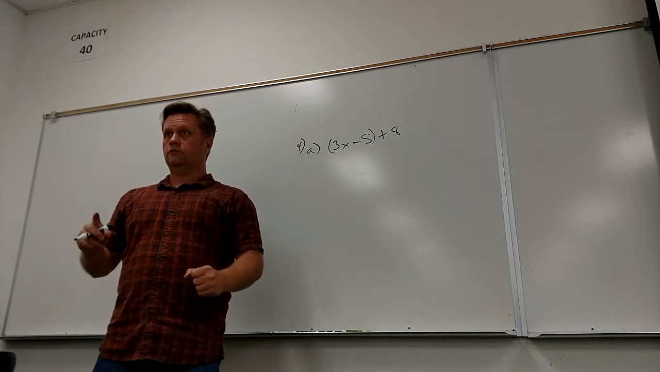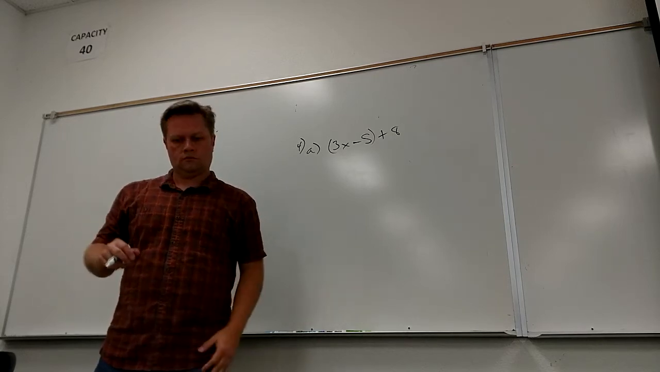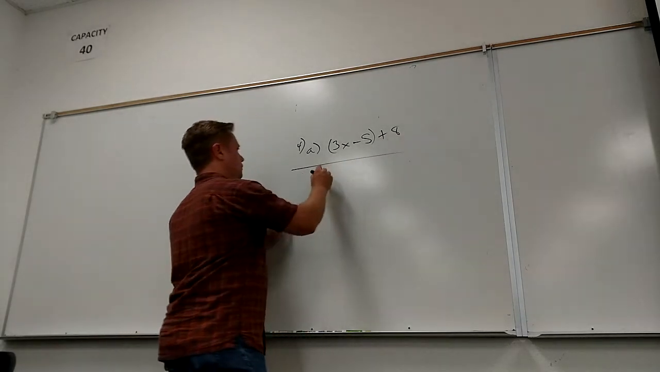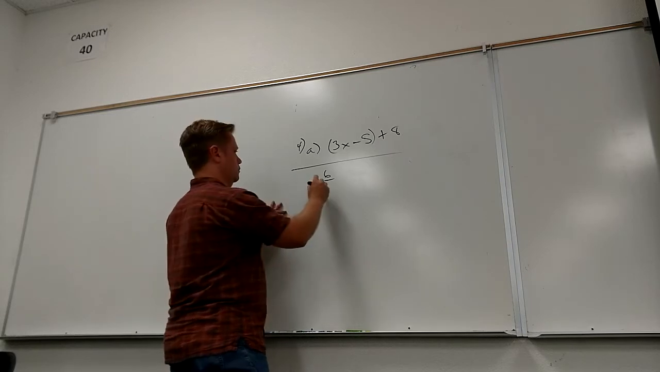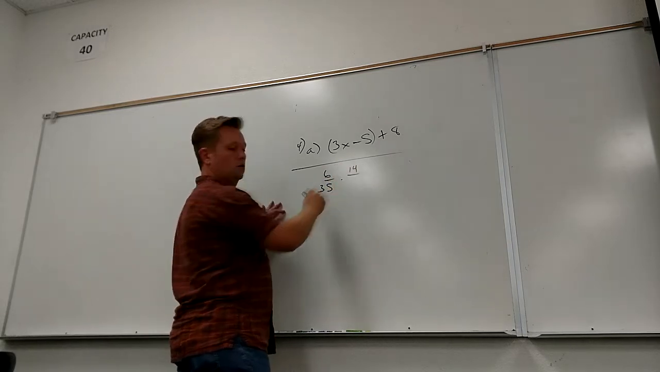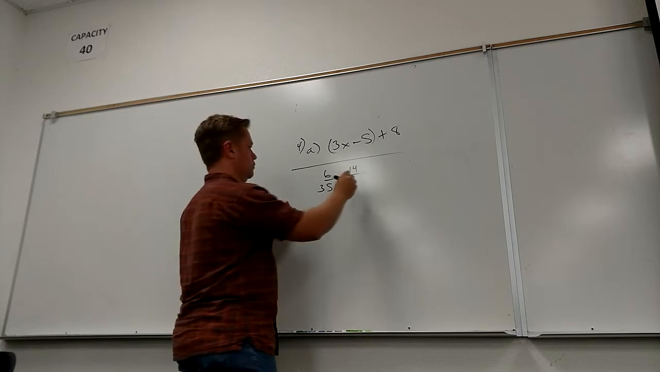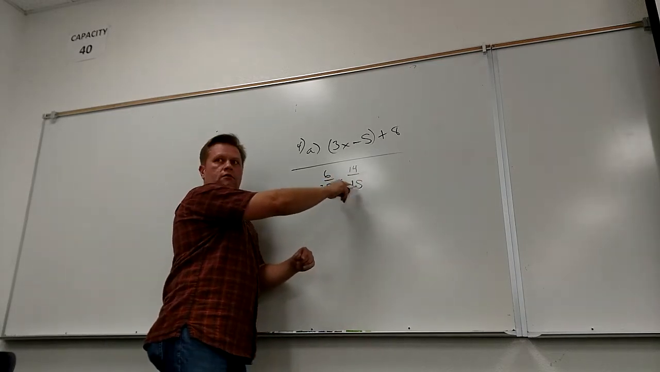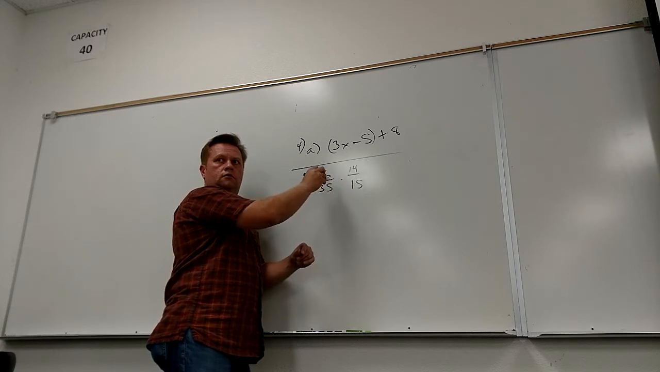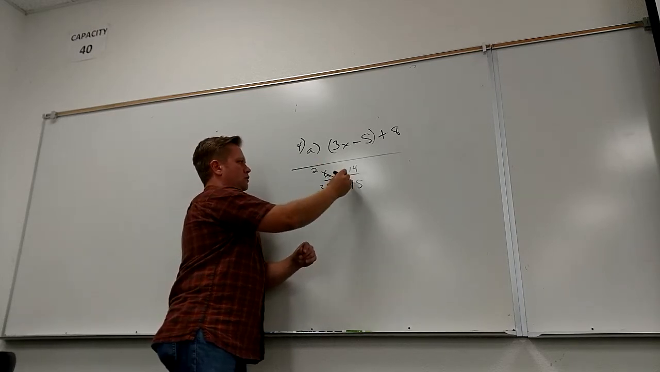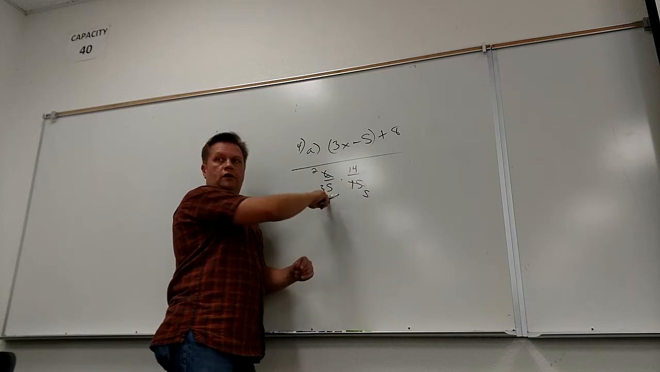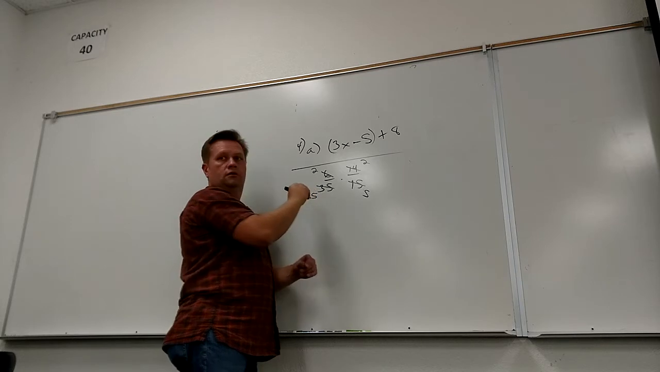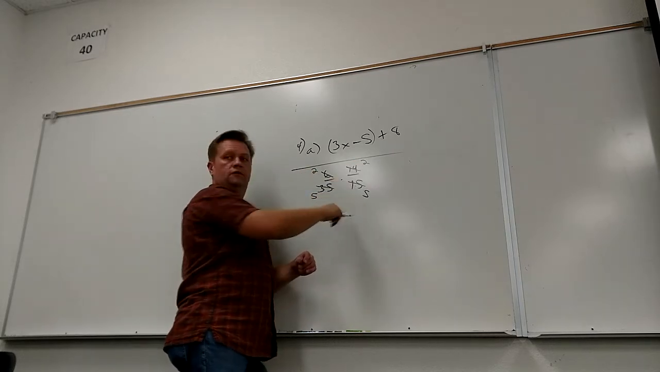Can you explain how you reduce 1C? Oh, so let's see. I went, what goes into 6 and 15? 3. So divided by 3, divided by 3. What goes into 14 and 35? 7. Divided by 7, divided by 7. 2 times 2, 5 times 5.